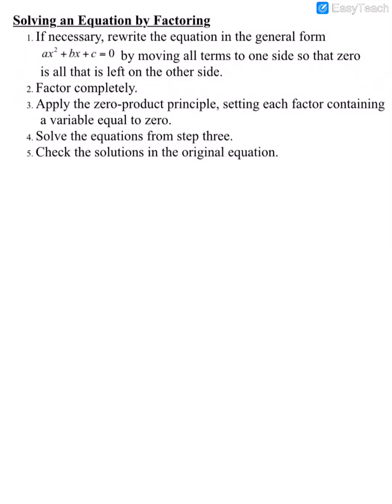The steps to solving a quadratic equation by factoring: the first step is basically to just move all of the terms to one side of the equation and set it equal to zero. The next step is to factor completely. Then we apply that zero product principle that we just talked about by setting each factor equal to zero. Then we solve each of the equations and we check the solutions in our original equation.